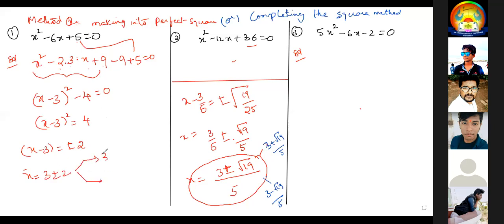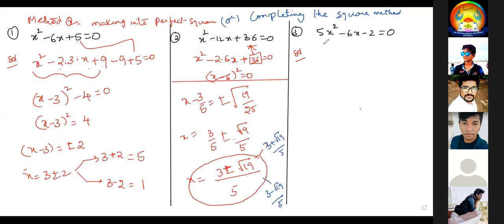Now two cases: 3 plus 2, 3 minus 2. 3 plus 2 is 5. 3 minus 2 is 1. Shall I repeat? No, sir, understood. Now you tell me, this is x square minus 2 into 6 into x. 2 into 6 is 12. Now what will be the next number? So 36. Very good. 36 is only there, so you need not add or subtract anything. So it can be written as x minus 6 whole square equal to 0.